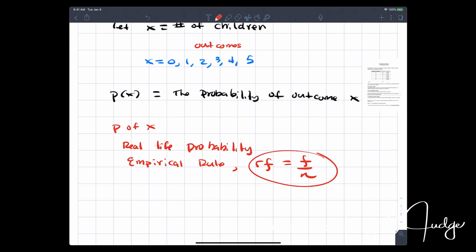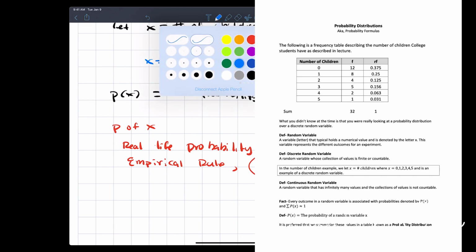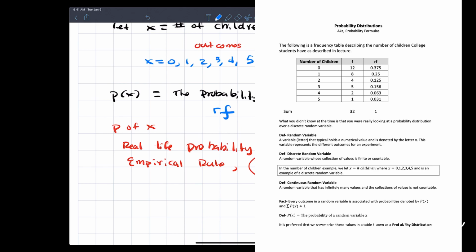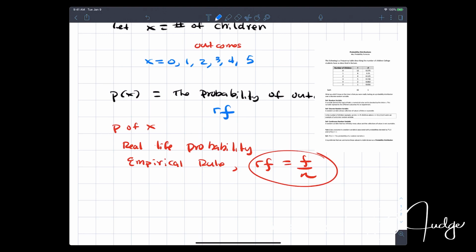So when we gathered data in the past and we said, okay, number of children, how many children, what was the relative frequency there, right? Relative frequency is 0.375. That's saying the chance that you have 0 children or no children is 0.375. So your relative frequency column, ladies and gentlemen, is a probability. So P of X here is going to be that relative frequency. Okay? So I'm going to create another column. That other column here is the relative frequency column.